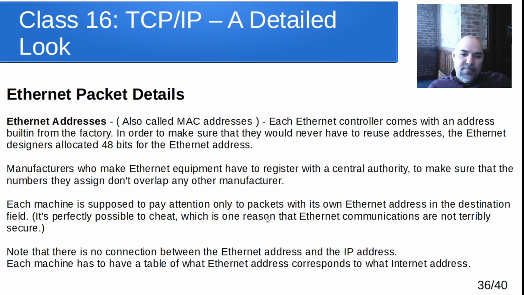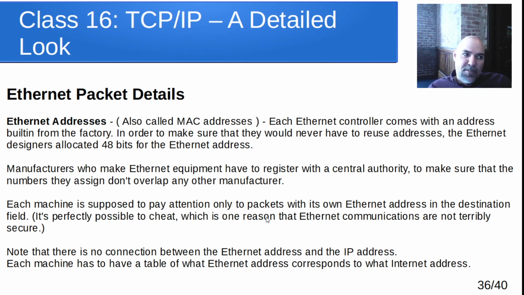So each machine is supposed to only pay attention to packets. Remember, it was a broadcast medium originally, but each machine is supposed to only receive packets that have its Ethernet address in that destination field. Now, it is possible to put some Ethernet devices into what's called promiscuous mode, where you say, hey, read a packet from every address. And so you can sniff or snoop on packets that aren't for you. So it's not terribly secure.